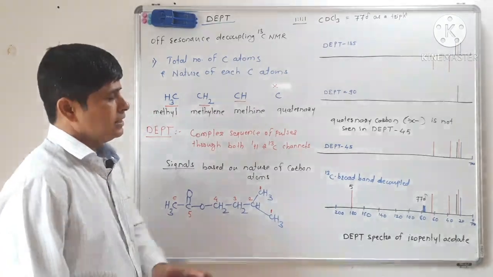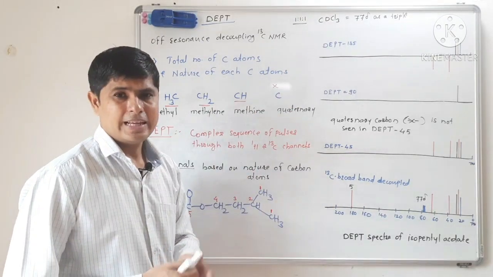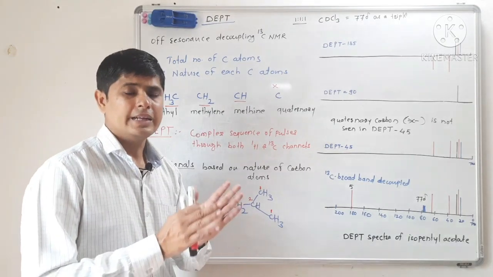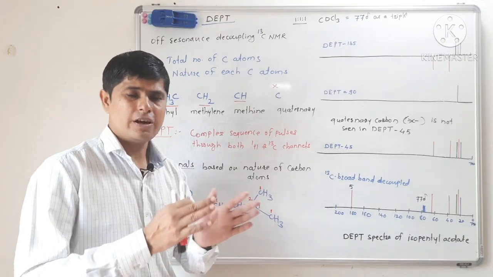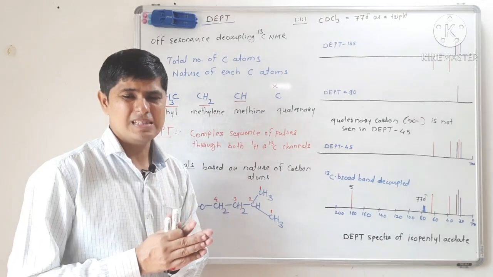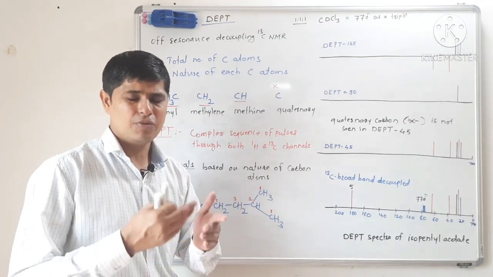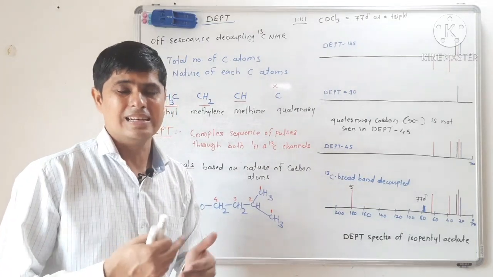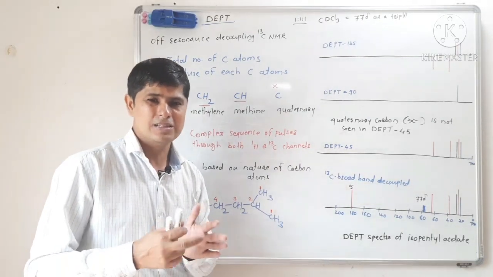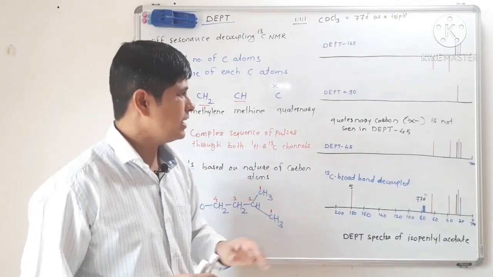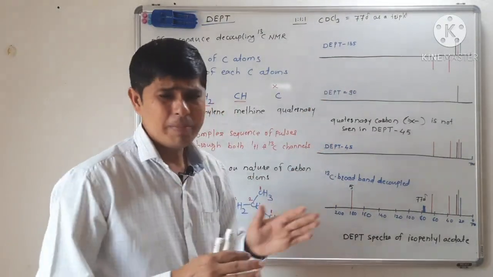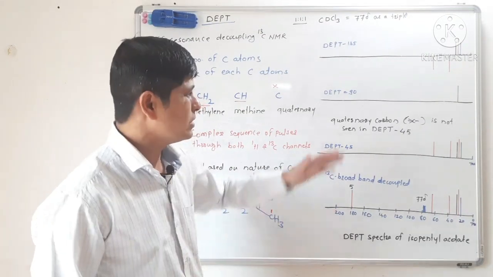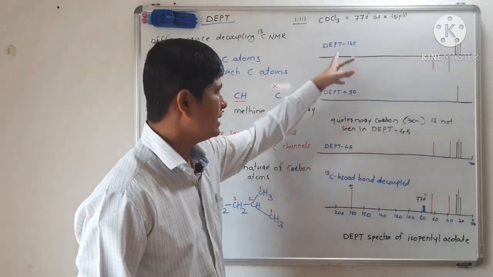Now let's move further. Next trace is for DEPT 90. It is also derived from a complicated sequence of pulses. See these 45, 90, or 135, these are the angles, the angles of the carbon and hydrogen bonds, or we may say the channels through which we are irradiating the sample. So these are the angles: DEPT 45, DEPT 90, DEPT 135.